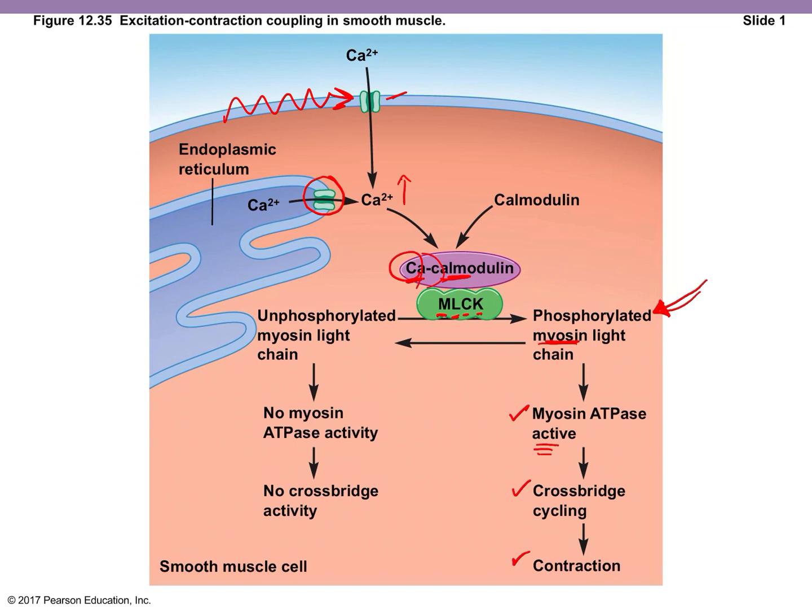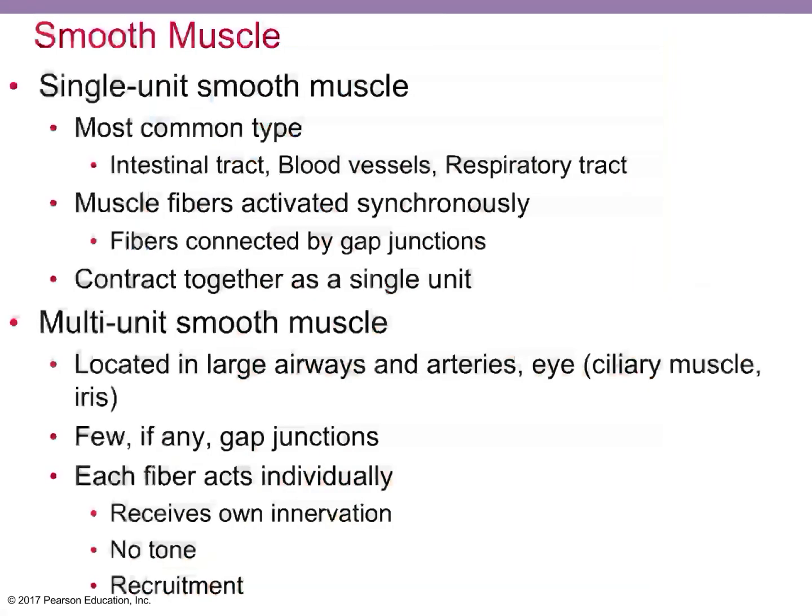Phosphatases are going to remove phosphate. So we have that phosphatase working, and we're going to have an unphosphorylated light chain. There's no ATPase activity there, and so we cannot form a cross bridge. And that's about it. So we just depend on a few different kinds of mechanisms here. This is a phosphorylated myosin head versus an unphosphorylated myosin head, determining whether or not you have contraction or not.